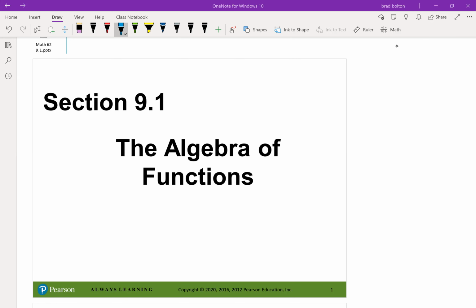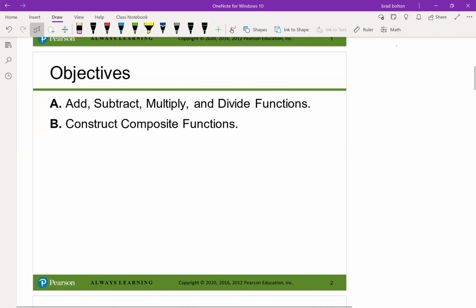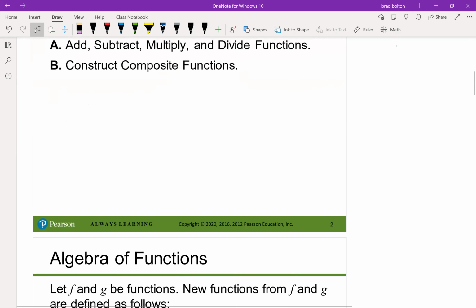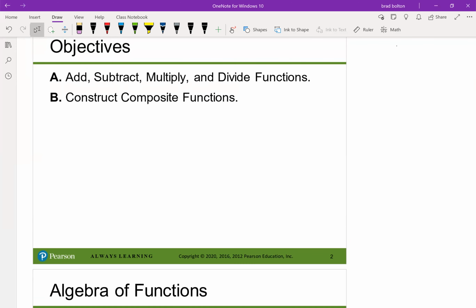Okay, you guys, so we're going to start 9.1 today, the algebra of functions. One of the main things we're going to go over is composition of functions, but let's just work our way towards that. So add, subtract, multiply, and divide functions. In the previous two sections, or chapters, we discussed what a function was and we worked with functions. So now we're going to learn some properties of functions.